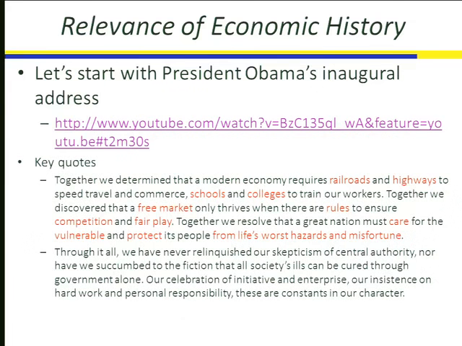So he says, together we determined that a modern economy requires railroads. We're going to talk about transportation networks and the development of transportation networks, not just railroads, but canals and roads and bridges and highways, and the importance of those things for economic growth. To speed travel and commerce. Schools travel, so we'll talk about them in the context of transporting people as we settled this country, and commerce for making trade easier.